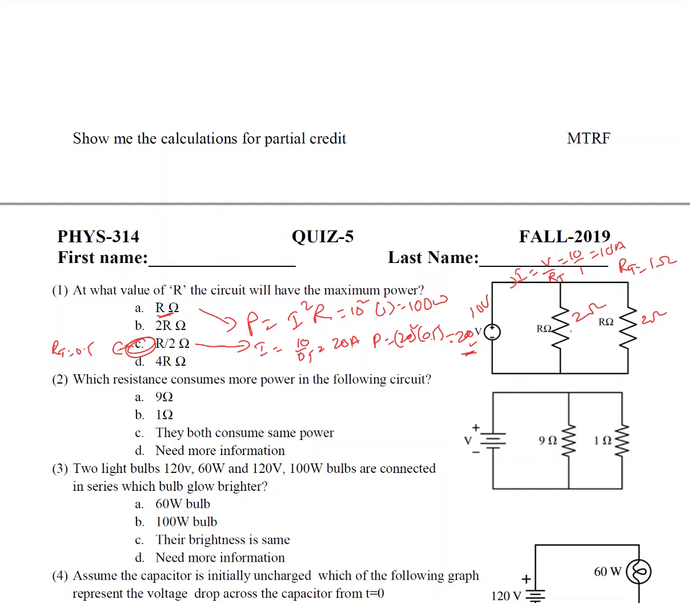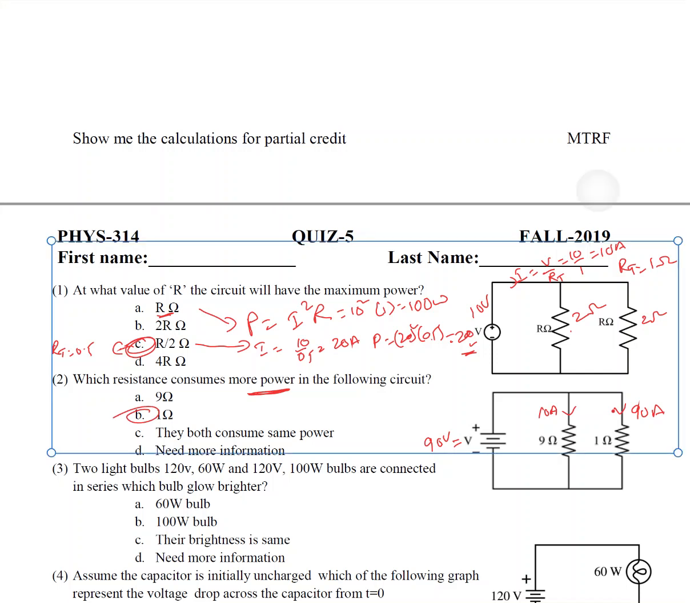Now, which resistance consumes more power? It's similar to the previous one. The voltage is the same in parallel. Let me take this as 90 volt. 90 divided by 9, how much current is passing through this? 10 ampere. How much current is passing through this? 90 ampere. So which one consumes more power? P equals I square times R. So 90 square times 1 or 10 square times 9. 90 square times 1 is the bigger number.